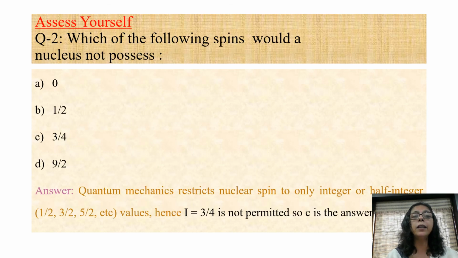Moving on to the second question. Which of the following spins would a nucleus not possess? 0, 1 by 2, 3 by 4, or 9 by 2? Quantum mechanics restricts nuclear spin to only integer or half integer values. Hence, I equal to 3 by 4 is not permitted, and so the answer is C.